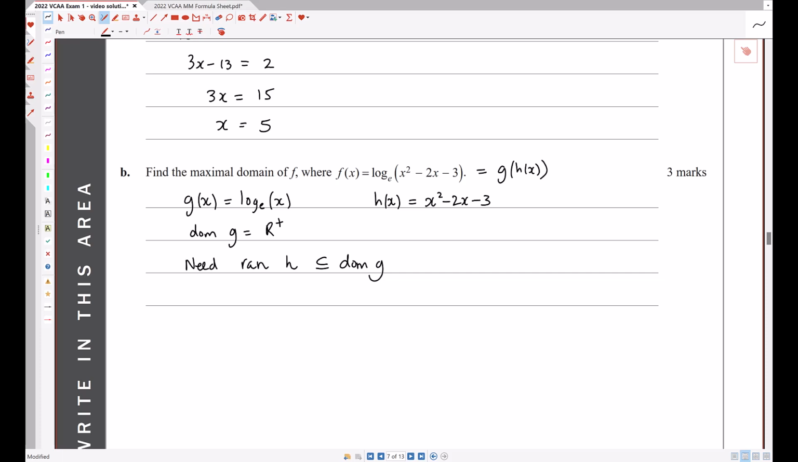So let's think about what h looks like. So h is a quadratic, that will factorize, x minus 3, x plus 1. Okay, so it's got x-intercepts at 3 and negative 1.